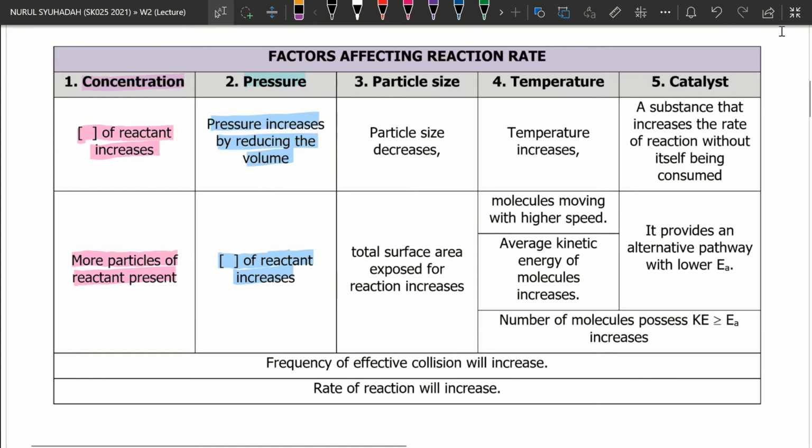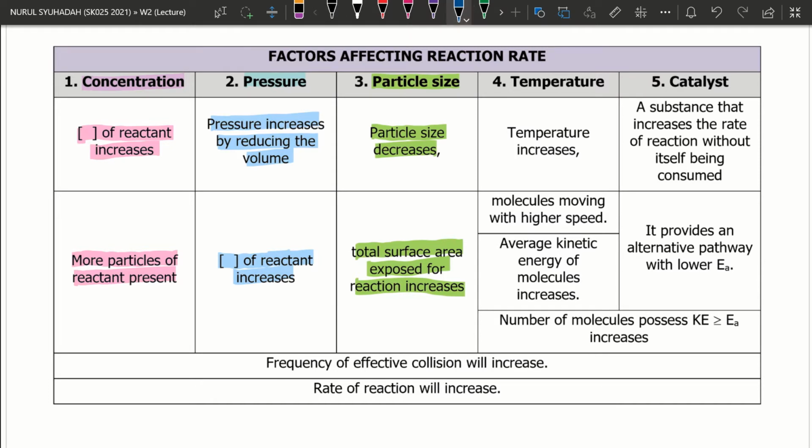The next one, number 3, is the particle size. When particle size decreases, the total surface area exposed for reaction will also increase. As the surface area increases, the frequency of effective collision will increase and the rate of reaction will increase.